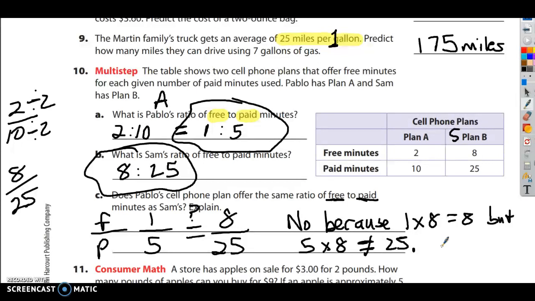All right, let's go check out number 11. And that's going to be it for this lesson. We're skipping page 166 altogether. Let's go do number 11, and then we'll be done. Good job.